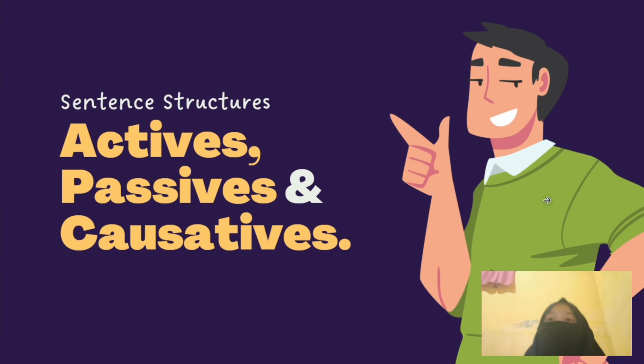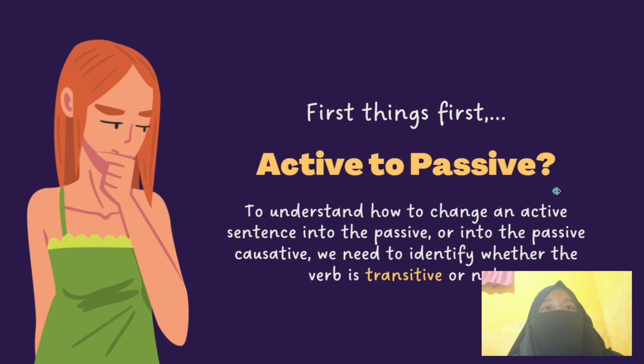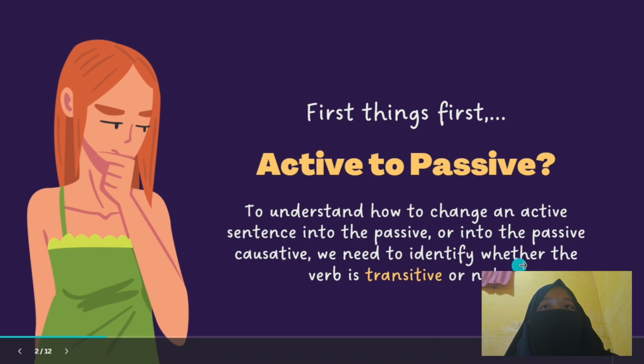I want to share with you all about sentence structures: active, passive, and causative voice, in English. First, active to passive. To understand how to turn an active sentence into the passive or the passive causative, we need to identify whether the verb is transitive or not.